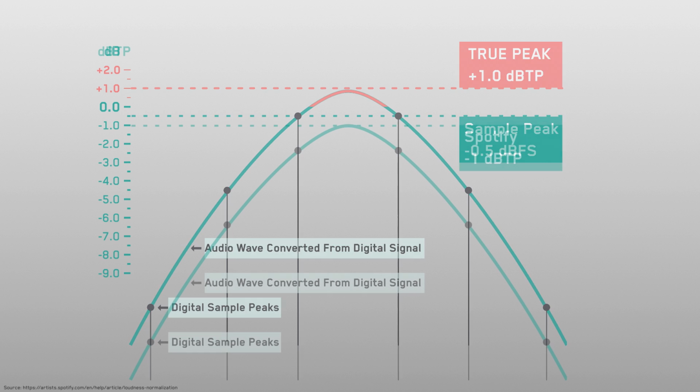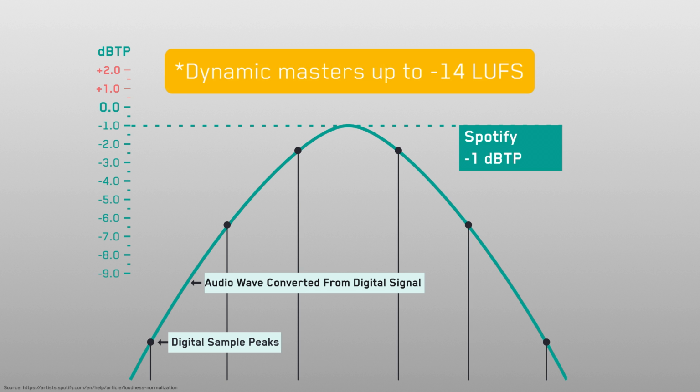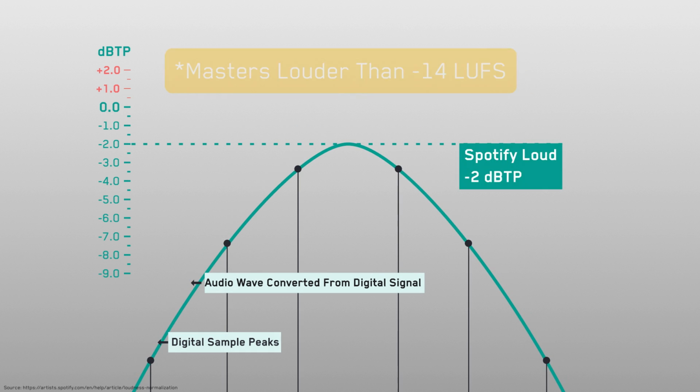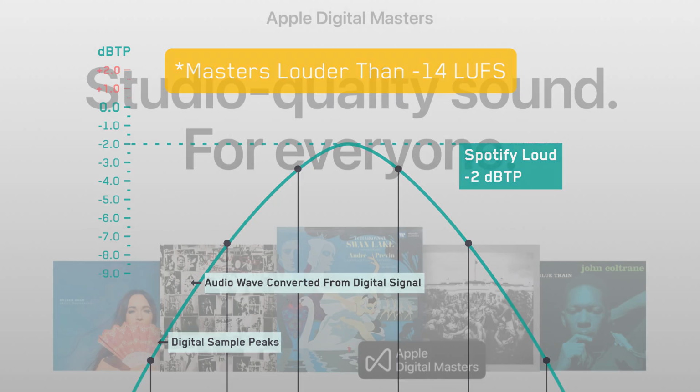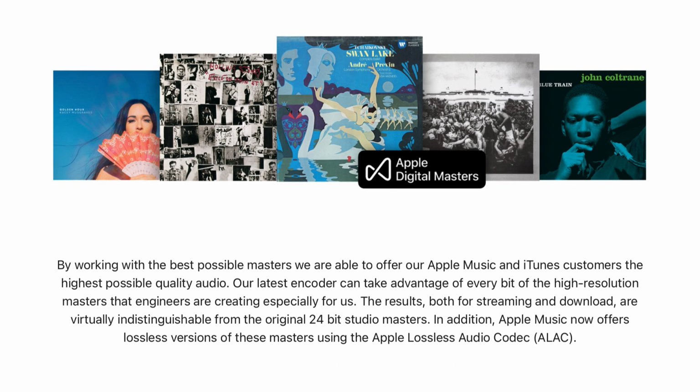Spotify recommends leaving -1 decibels true peak of headroom for dynamic masters up to -14 LUFS, and as much as -2 decibels true peak of headroom for louder masters. Similarly, the Apple Digital Master Initiative has introduced a protocol whereby the mastering engineer delivers audio in a format that avoids intersample peak issues by increasing the headroom.